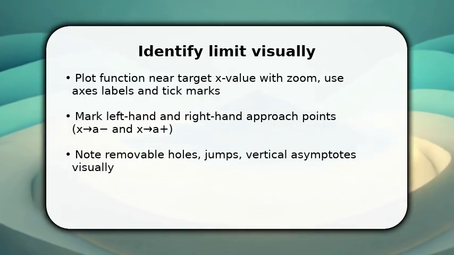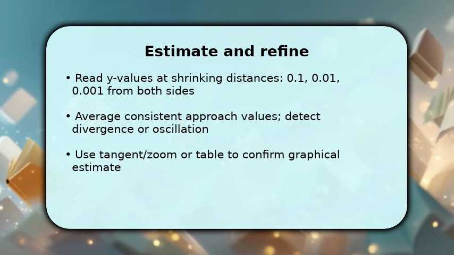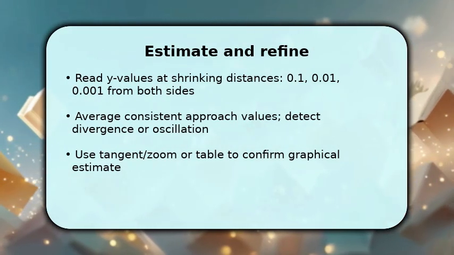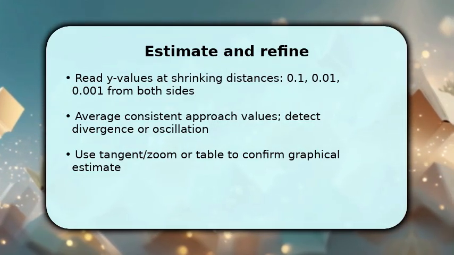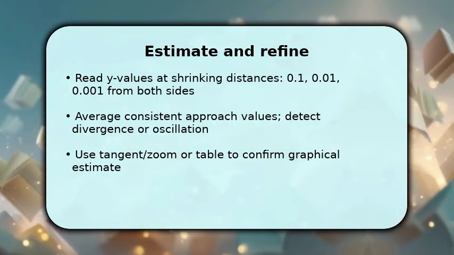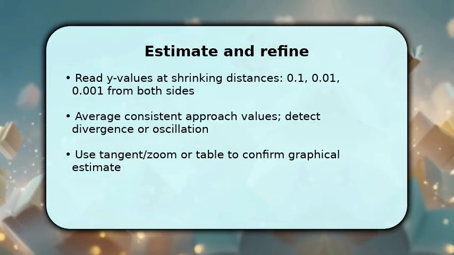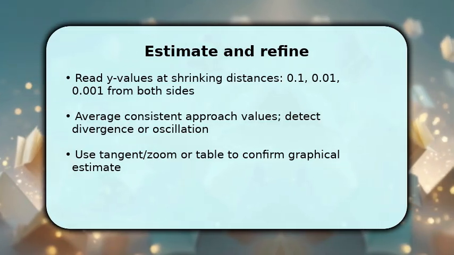Now you refine the estimate by sampling Y values at successively smaller distances, like 0.1, then 0.01, then 0.001, from both sides. This shows convergence or divergence. If both sides approach the same number, that value is your limit. If they differ, the limit does not exist. Once you observe a stable approach, use a tangent line or numeric table to confirm the value to more precision. Make sure to note any oscillation.